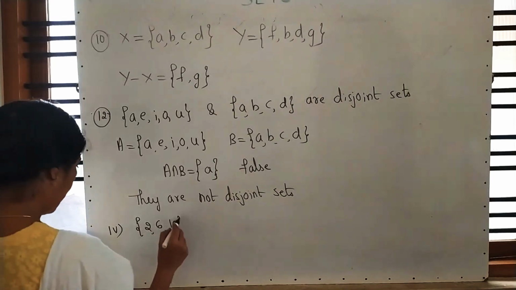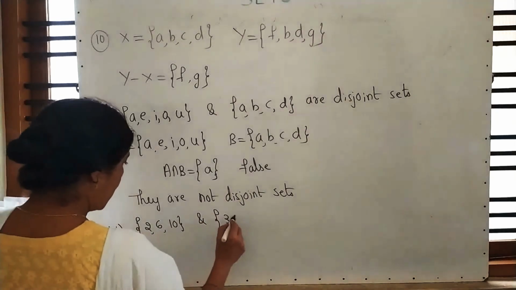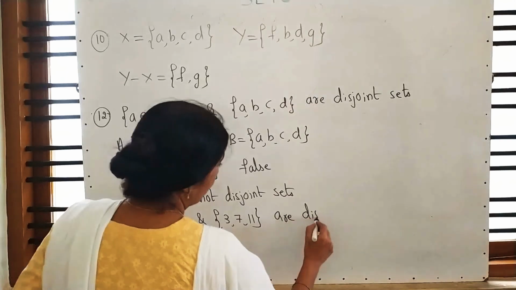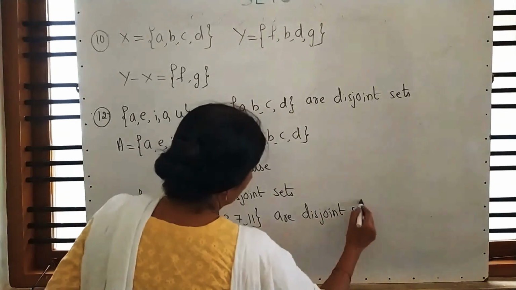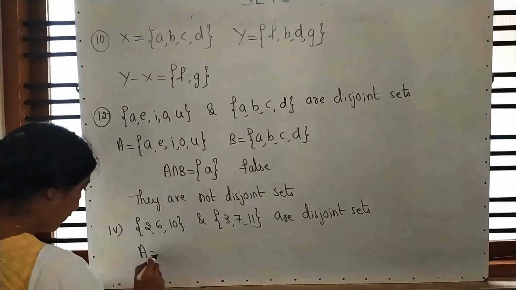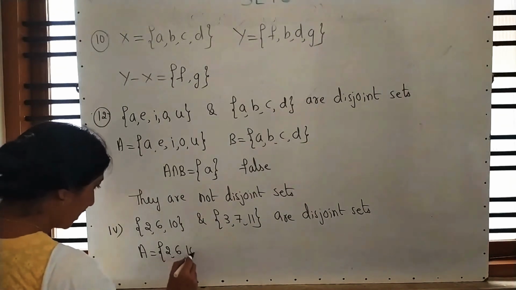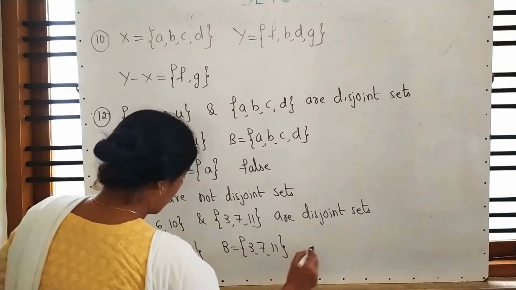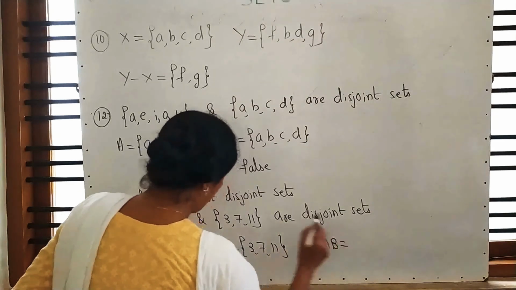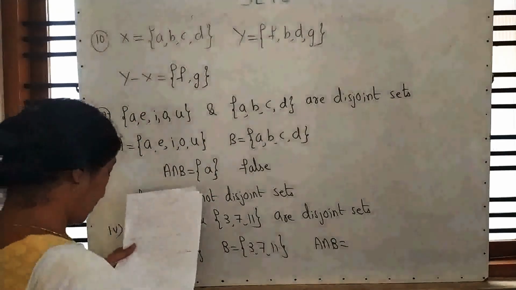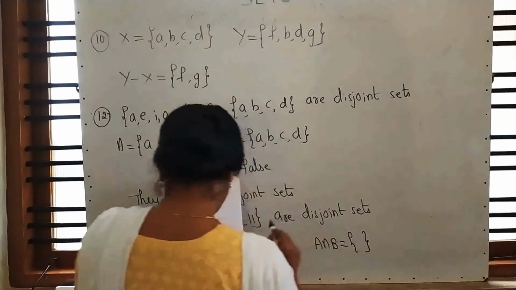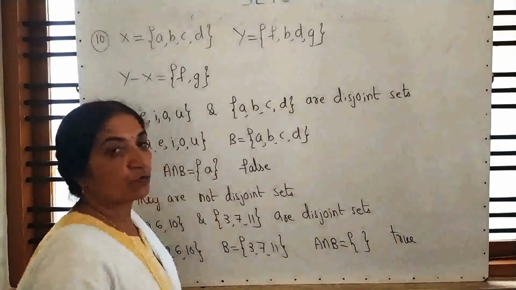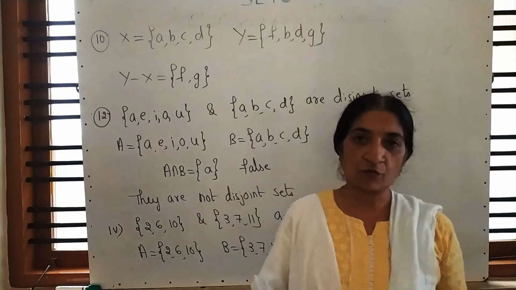2, 6, 10 is one set and 3, 7, 11 is another set. Are they disjoint sets? We have to say whether it is true or false. Let us take the first set as A: 2, 6, 10. B as 3, 7, 11. What is its intersection, A intersection B? There is no common element in both. It is a null set. So null set means the given statement is true. So these are the exercise questions from 1.4.